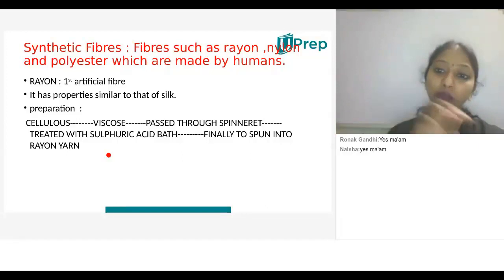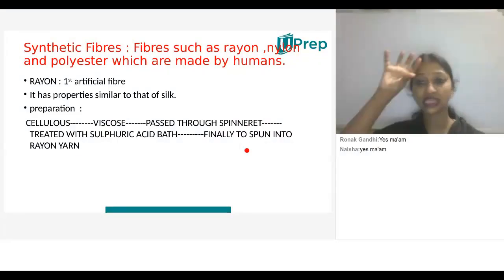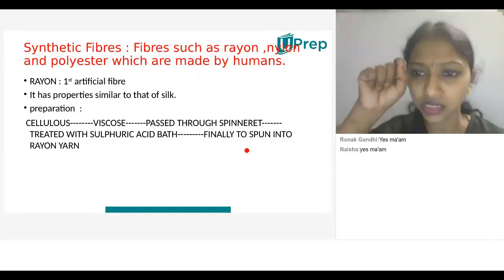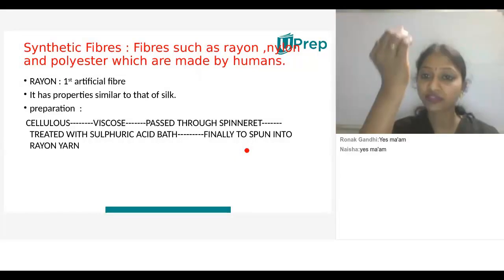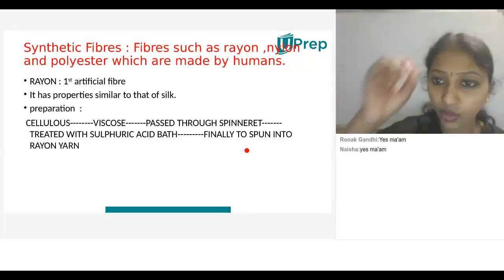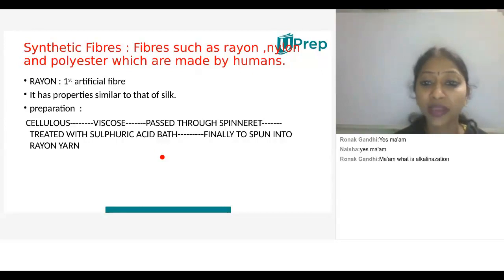So this viscose thick liquid is passed through a spinneret. Spinnerets are, like, we can say, a shower-head-like thing with fine holes. From the fine holes, this viscose will pass through so that we can get a thick thread-like thing. This thread-like liquid will be treated with a sulfuric acid bath, along with some more chemicals that are added. Alkalization is nothing but a basic treatment.